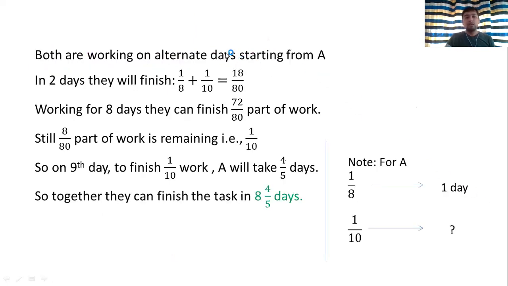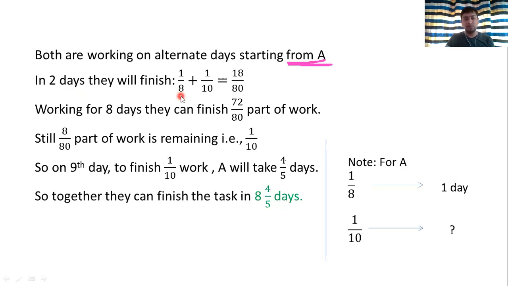Now, if both are working on alternate days starting from A, okay, it is given they are starting from A. That means on the first day A is working. That is given. So can we find out 2 days work? See, on the first day who is working? A. What is 1 day work of A? 1 by 8. On the second day, who is working? B. What is 1 day work of B? 1 by 10. So what will be 2 days work? 1 by 8 plus 1 by 10.